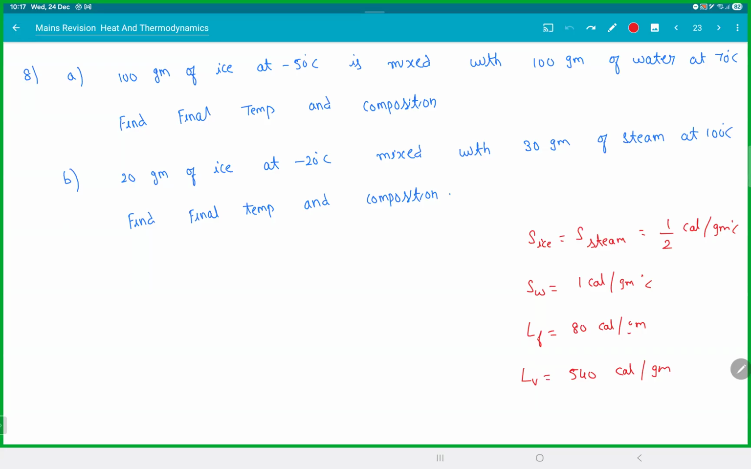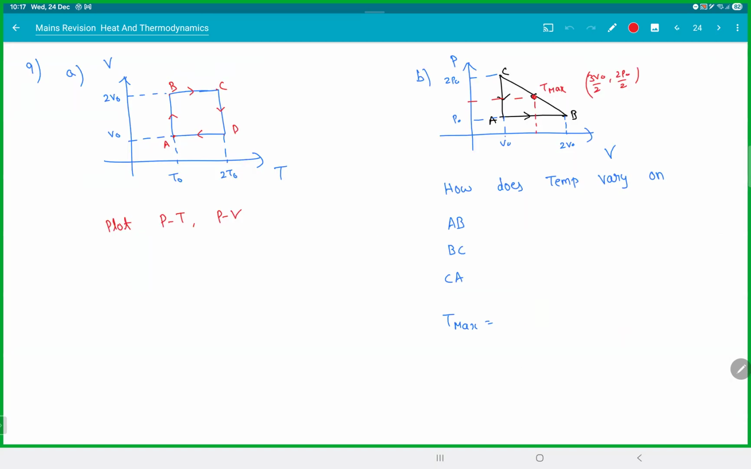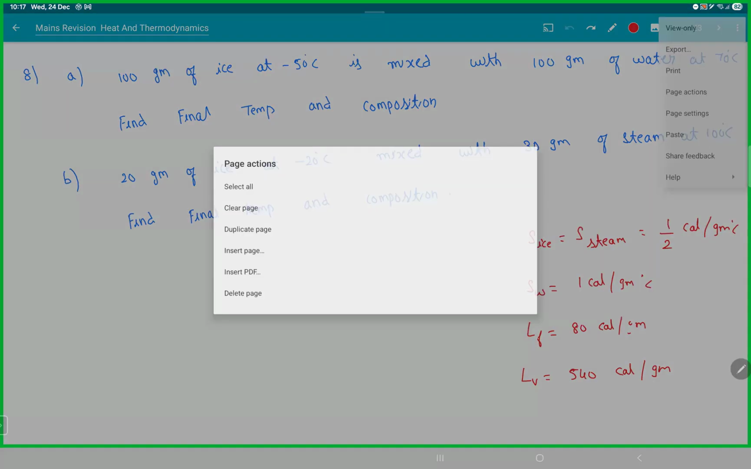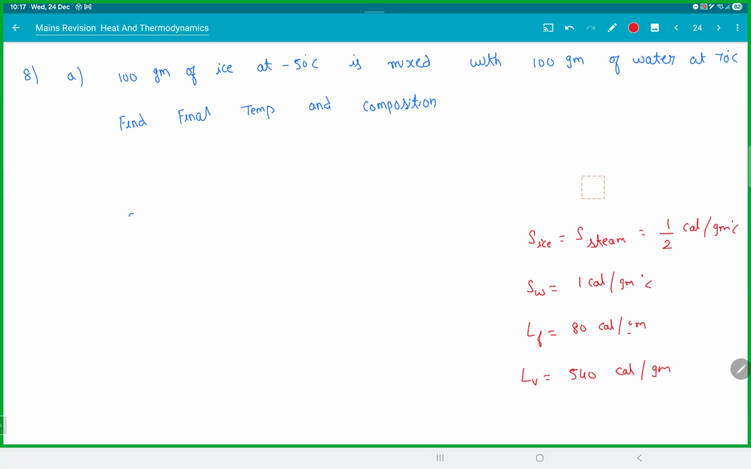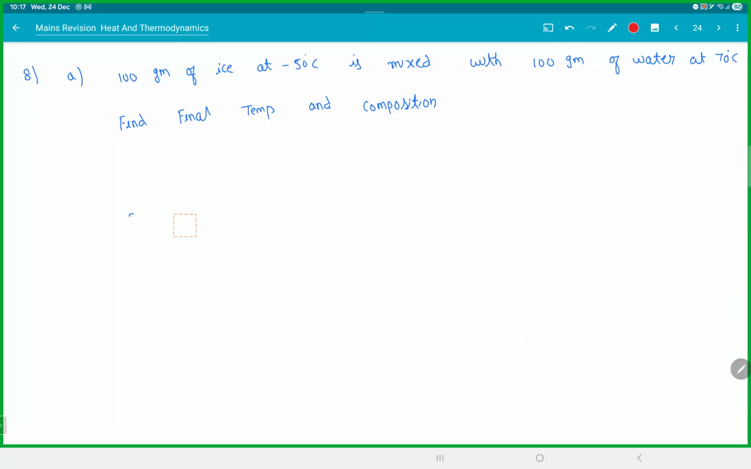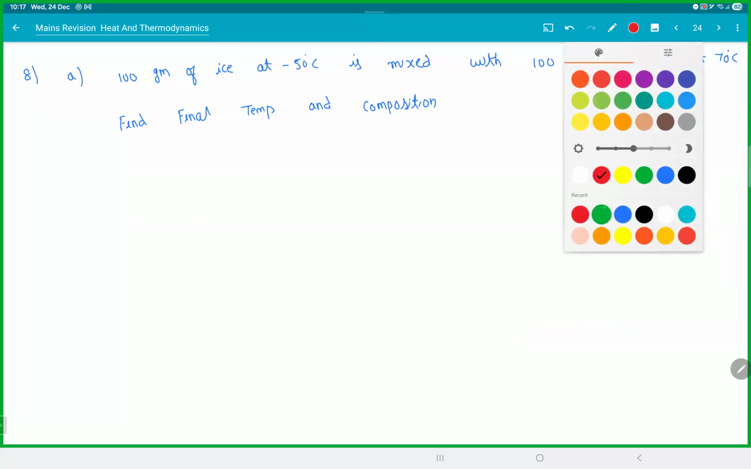So what is the catch in this kind of questions? When you mix them, we have no idea how much ice and how much water will be left out. So we always start with a common state. We start with an assumption: let everything become 0-degree water. So how do we do that? So let everything become 0-degree water here.